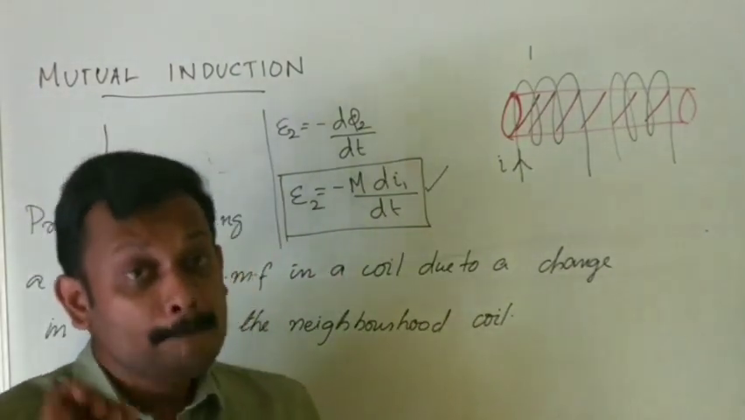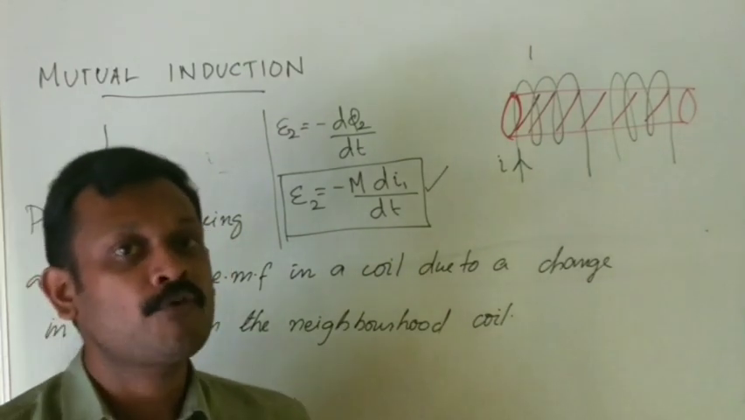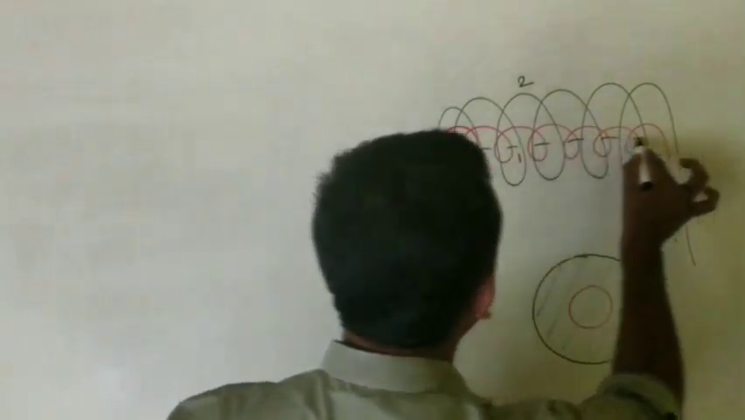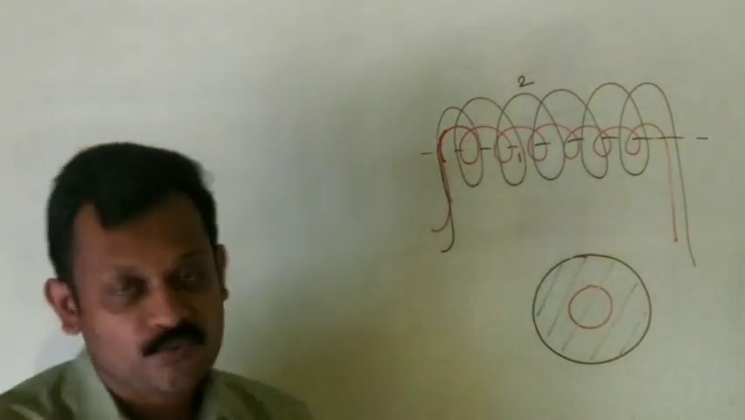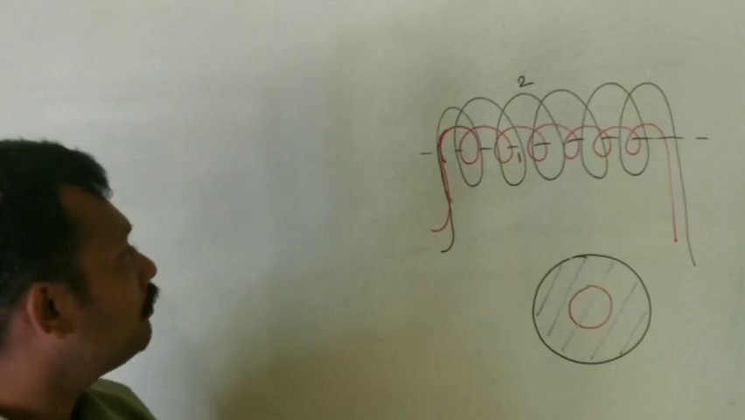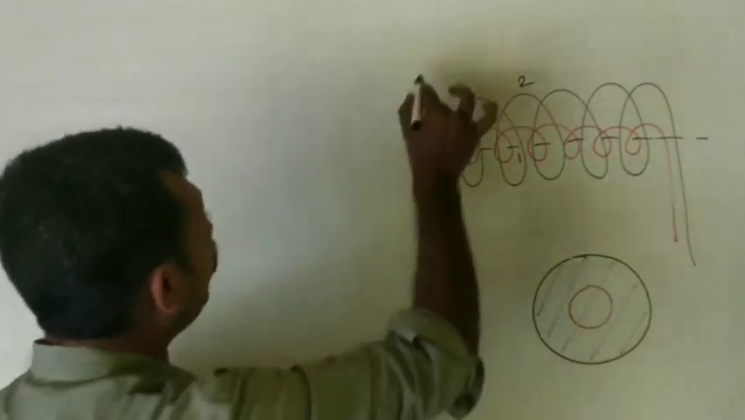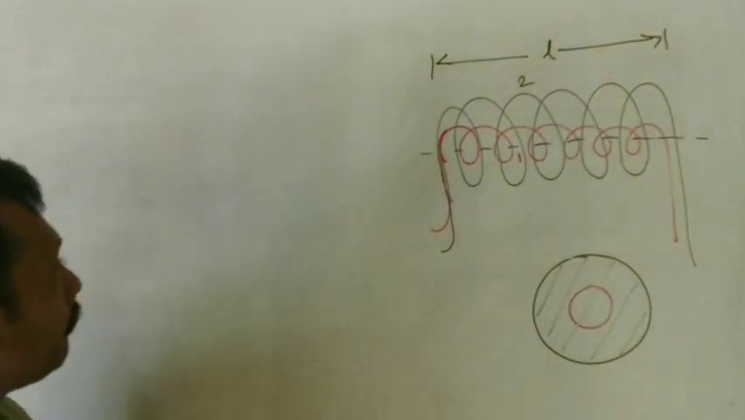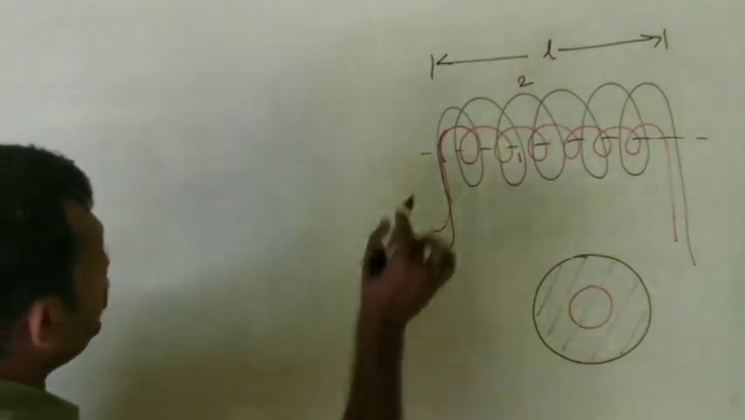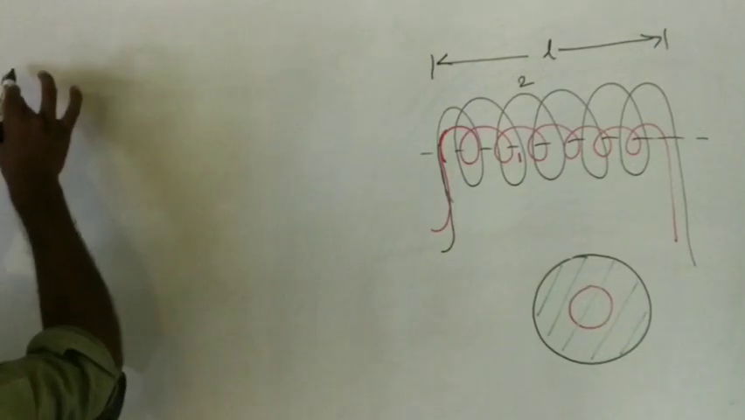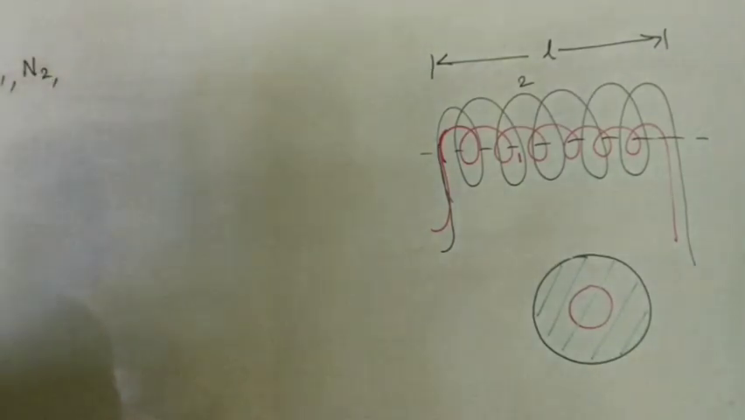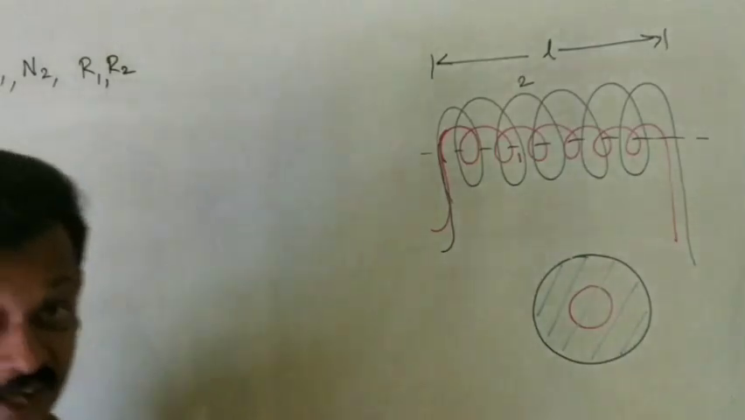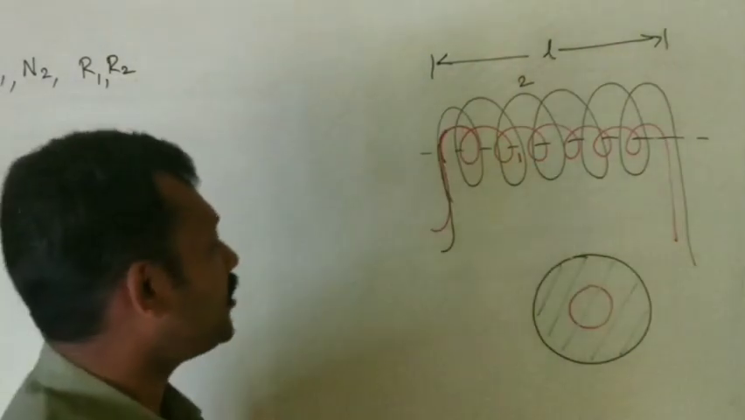Now we will discuss the mutual inductance of a pair of coaxial coils. Consider two coaxial coils, 1 and 2. The inner coil is 1 and the outer coil is 2. They have a common axis and both are supposed to have the same length. Now let us consider the situation. Let N1, N2 be their respective numbers of turns, R1, R2 their respective radii of cross section. All such things we have to understand.